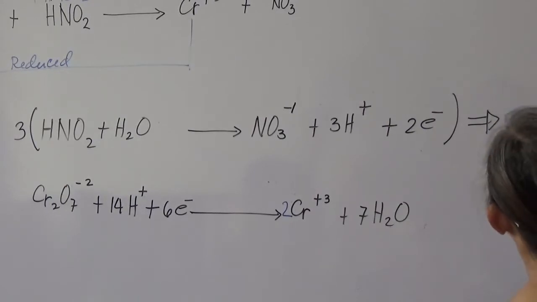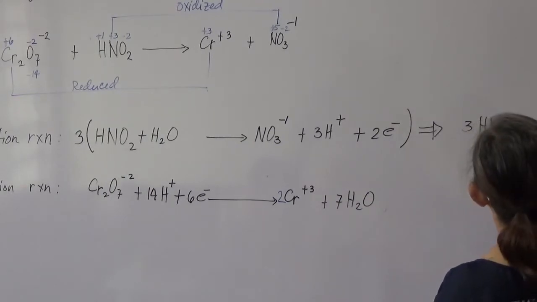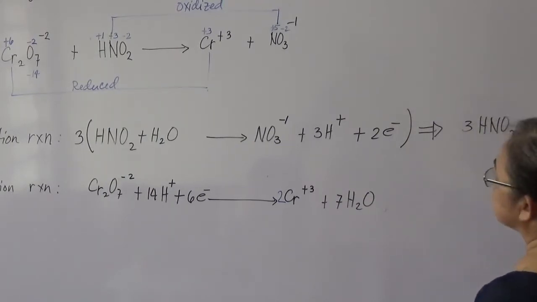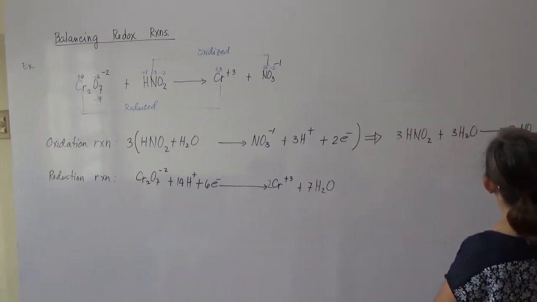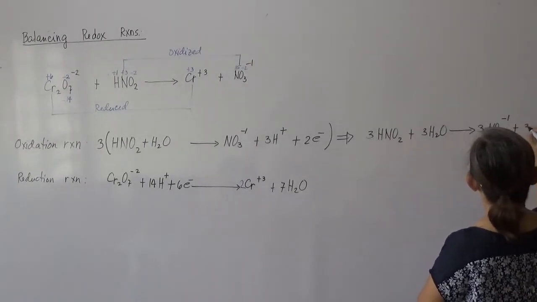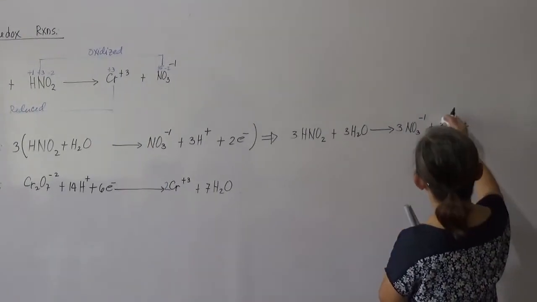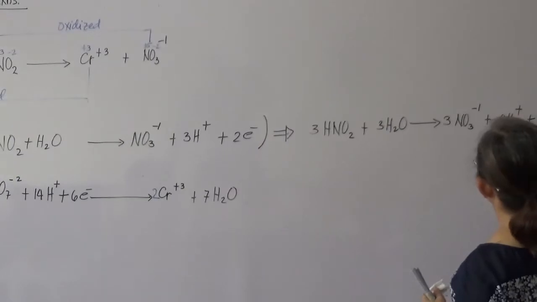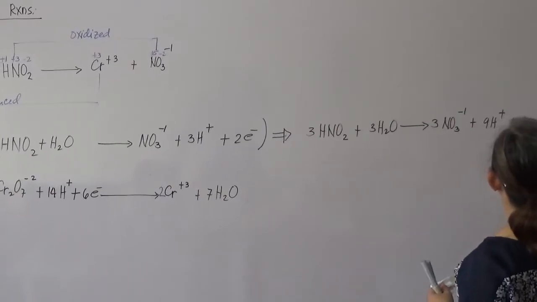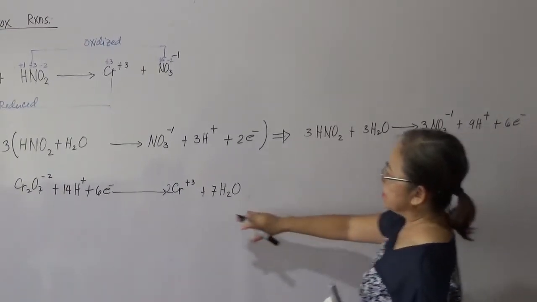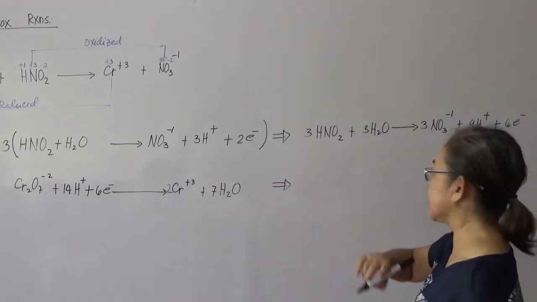So this becomes 3 nitrous acid plus 3 moles of water. Then the product is you have 3 moles of NO3⁻, that's -1, plus 3 hydrogen ion, plus 3 times 3, 9. Can we check? 1, 3, 3, 9, then 6 electrons. Okay? This one, you have multiplied by 1, so I'll just copy it.